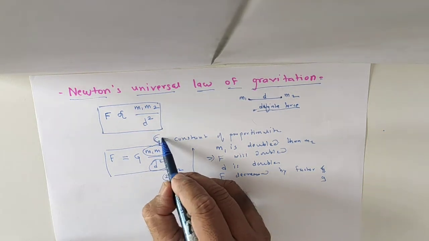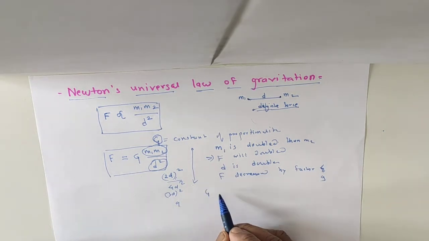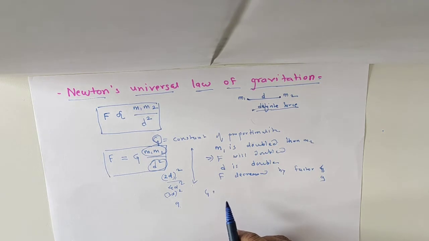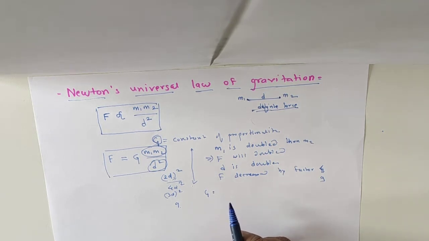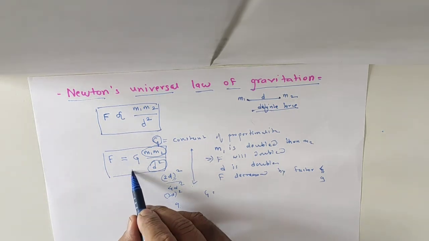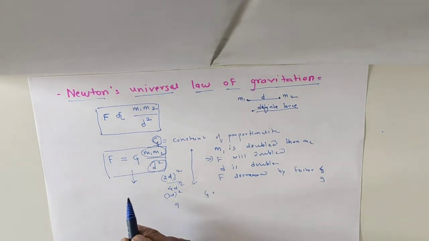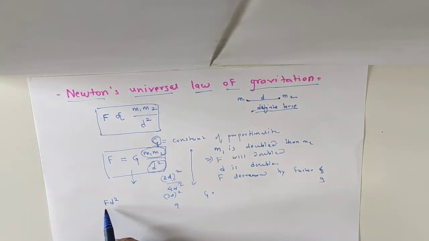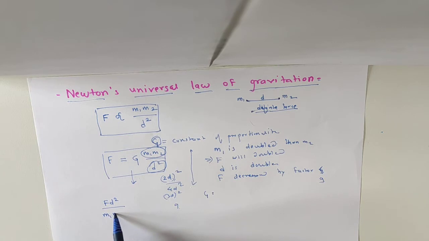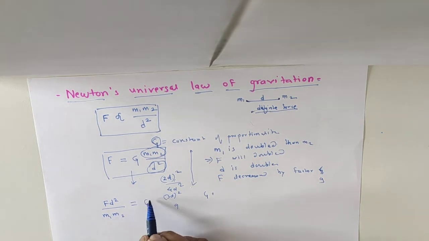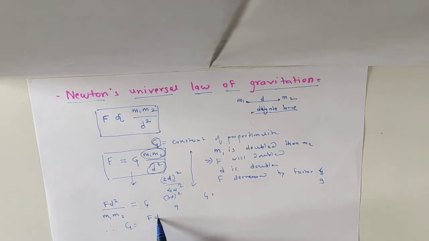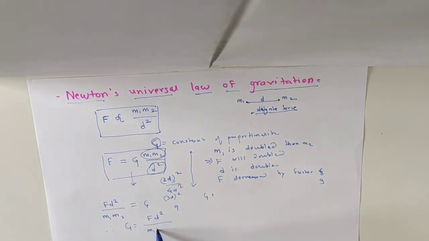How can this G, the proportionality constant, be calculated? G is nothing but the proportionality constant. Here, take this total expression in this way: d square on this side, m1 m2 on this side as a denominator, and here is the G. Means G is equal to F d square upon m1 m2.